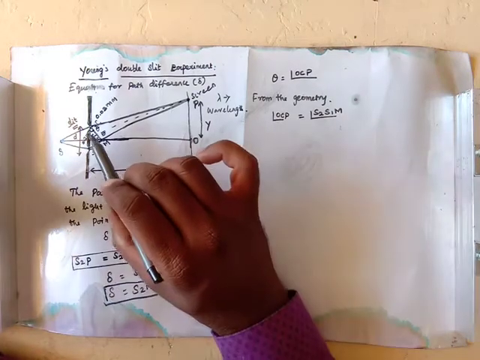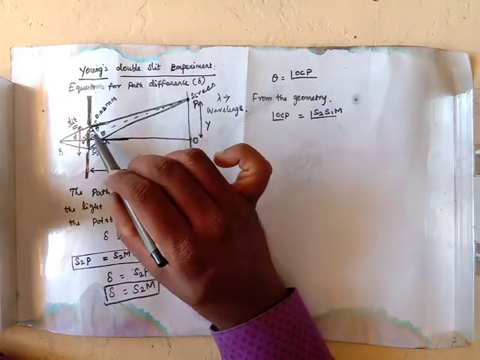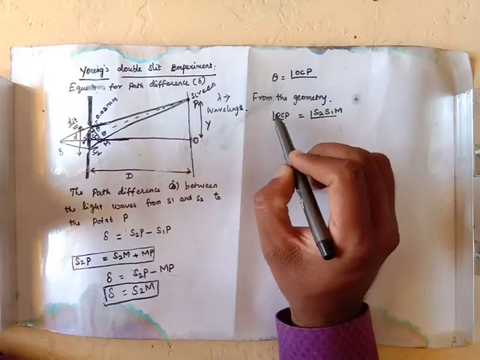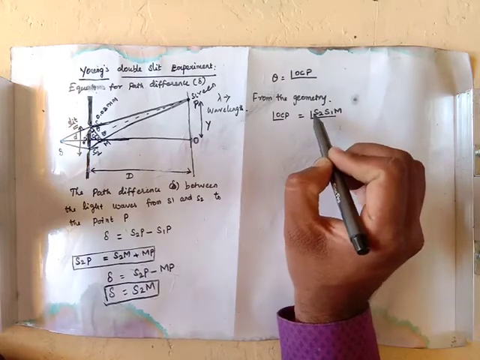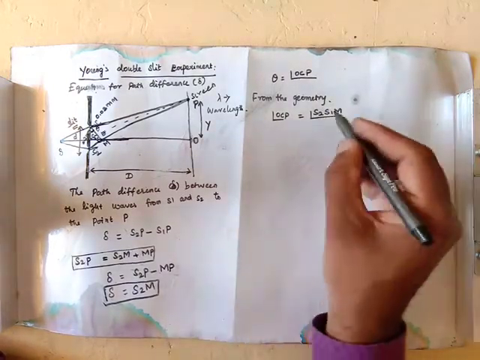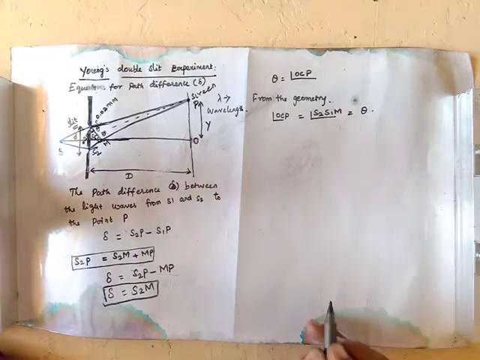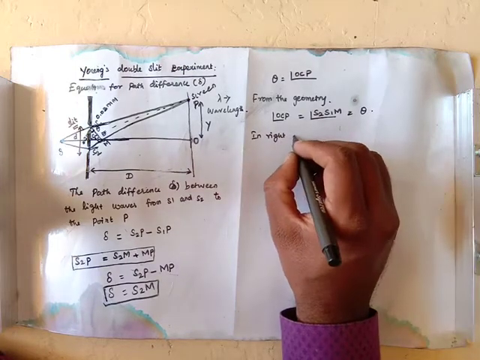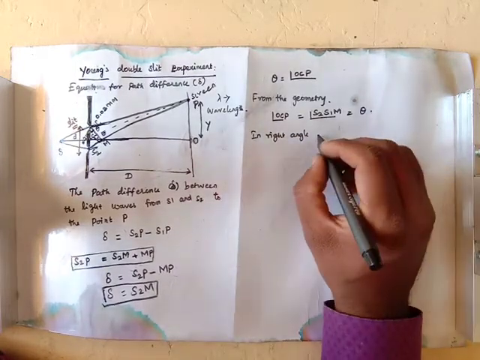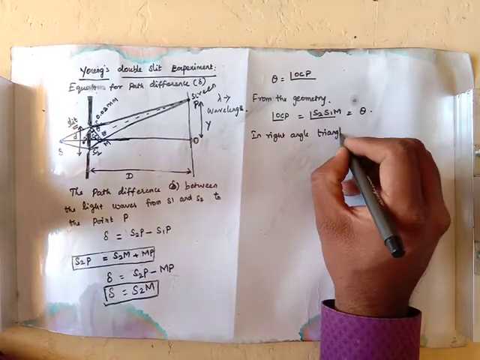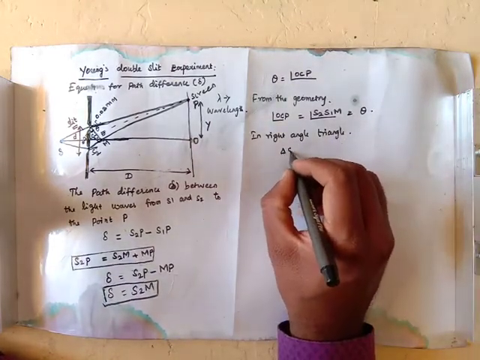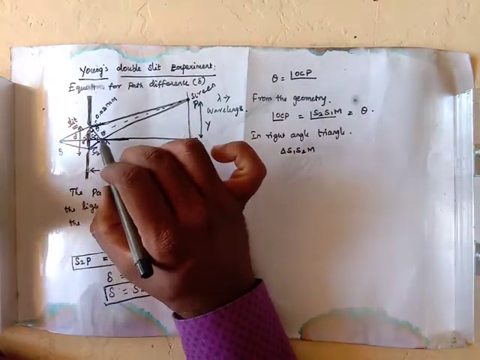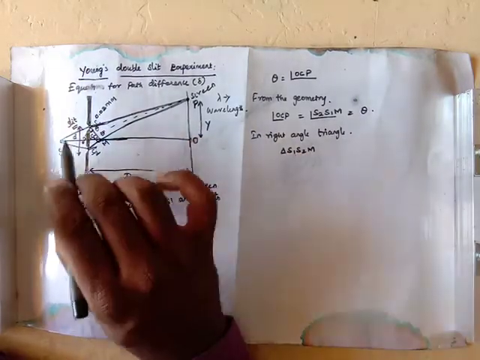Okay, students, from the geometry we are taking it like this. Here, if this angle is theta, then this angle is also equal to this angle. So we can write the angle OCP is equal to the angle S2 S1 M, which is also equal to theta. So in the right angle triangle, we take the triangle S1 S2 M.